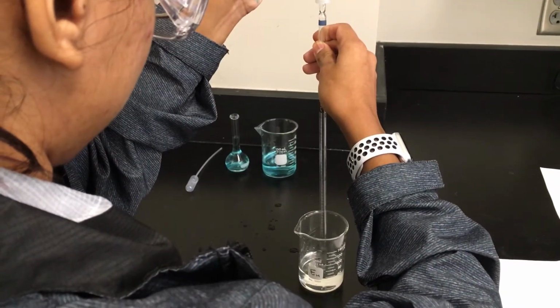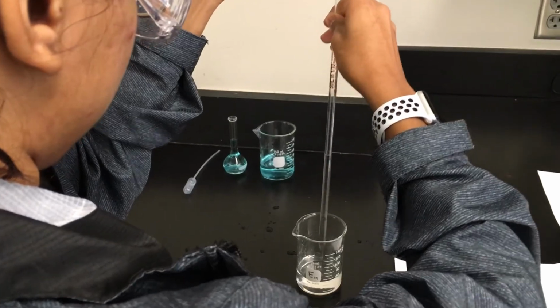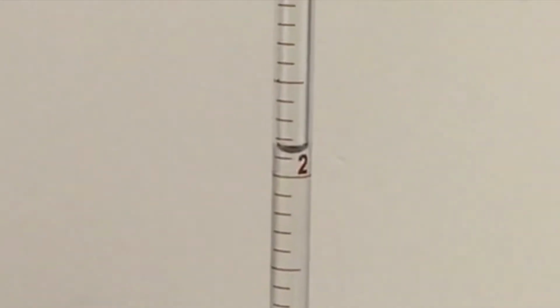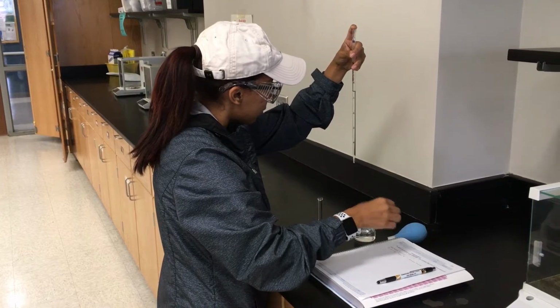In order to obtain the accurate transfer quantity, you will need to read the initial volume by looking at the bottom of the meniscus in the pipette. The meniscus is the upward curved surface of a liquid close to the surface of a container caused by the surface area tension.